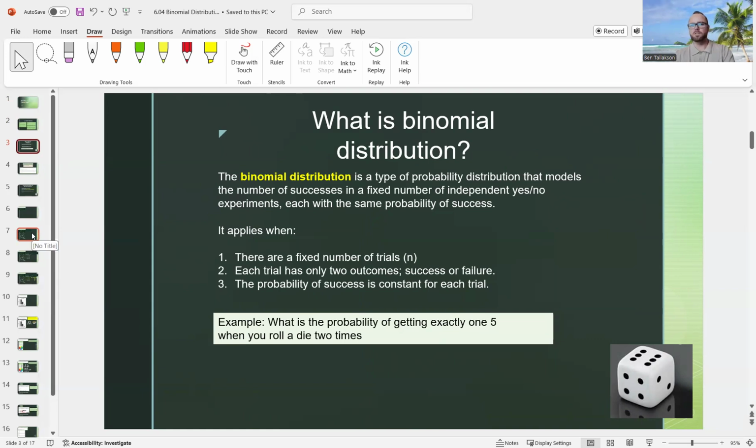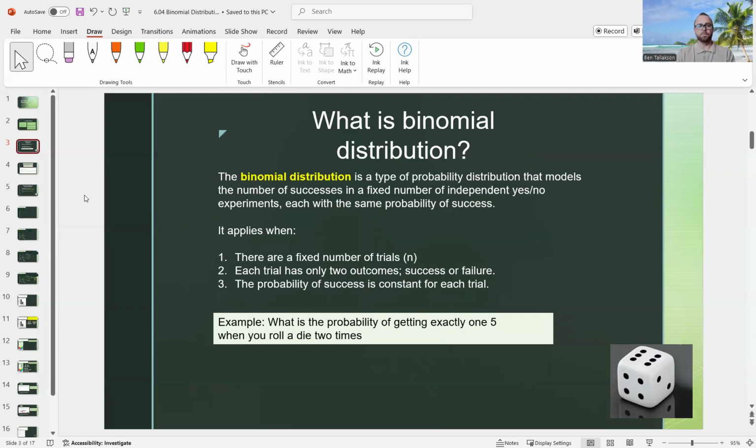In other words, binomial distribution applies when there are a fixed number of trials. We know the number of trials as n. And what is a trial? It's a try, right? It's something happening. Each trial has only two outcomes, either success or failure. There's no other option. And the probability of success is constant for each trial.